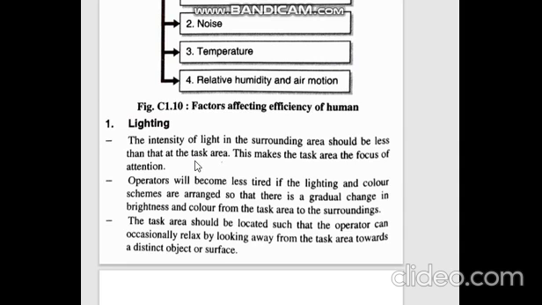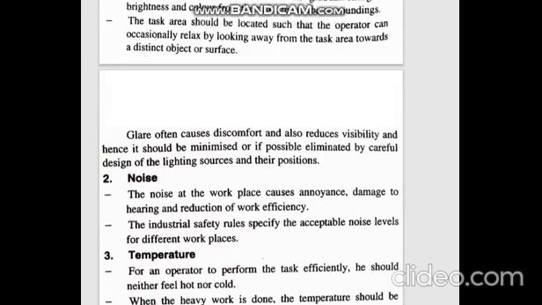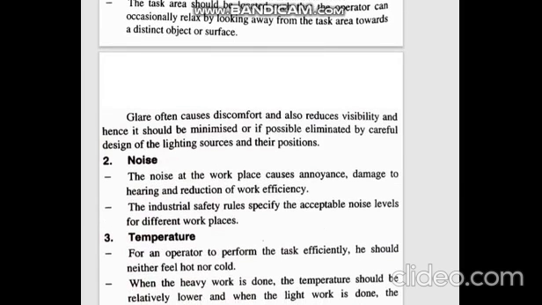So they use transparent sheets, and where necessary they will use the electric lights also. Okay, coming to the noise.